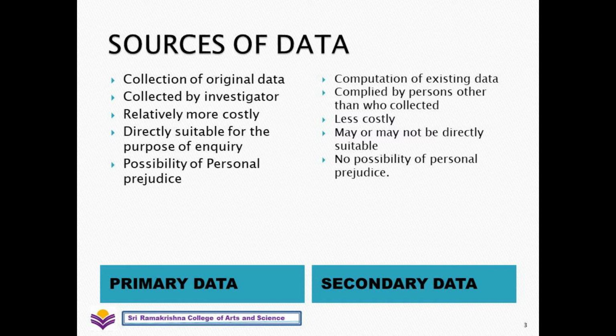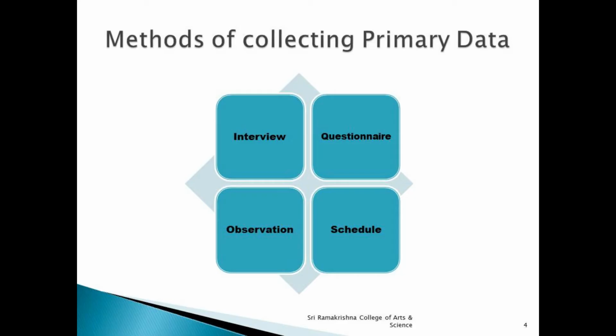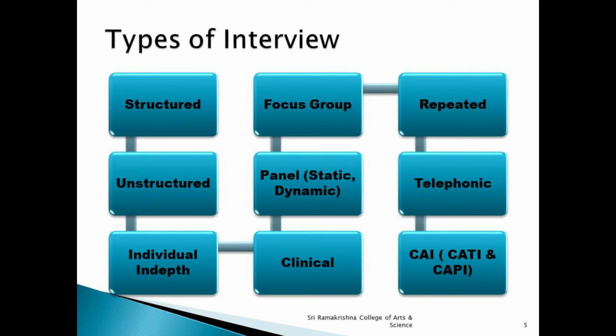Now we'll move on to methods of collecting primary data. Broadly speaking, there are 4 methods of collecting primary data: interview, schedule, observation, and questionnaire. Now we'll move on to different types of interview. There are 9 different types: structured, unstructured, individual in-depth, focus group interview, panel interview, clinical interview, repeated interview, telephonic, and computer assisted interview. Now we'll see one by one.